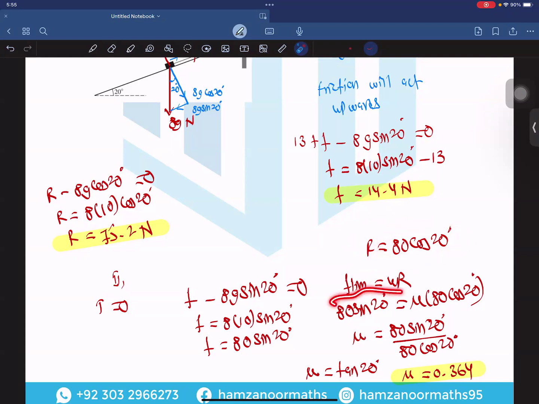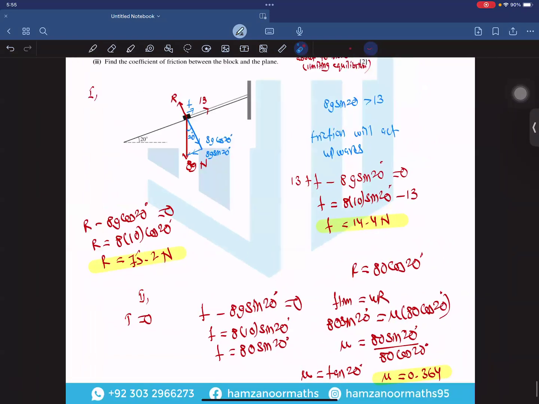So therefore 80 sine 20 is equal to mu multiplied by 80 cos 20. Therefore the coefficient of friction is 80 sine 20 divided by 80 cos 20. So 80 cancels out, and sine 20 divided by cos 20, you can write using the identity which you have been studying since P1. So mu is equal to 0.364, correct to three significant figures, is your answer.